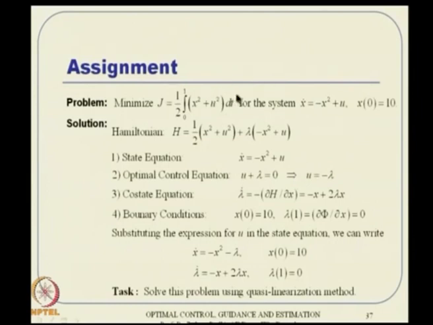So, this is the corresponding small assignment problem. Have a scalar problem with a quadratic cost function, and these are some of the necessary conditions. Ultimately you will end up with this state and costate equation in this form, because the control equation has been eliminated as a function of minus lambda. And you have these boundary conditions as well. So, the task is to solve this problem using the quasi-linearization method. I seriously suggest all of you go to computer programming, try to code these algorithms, and get a feeling of how they operate yourself.